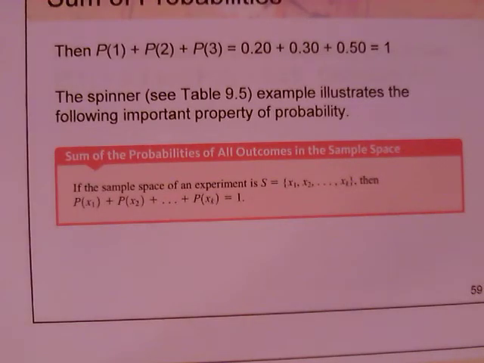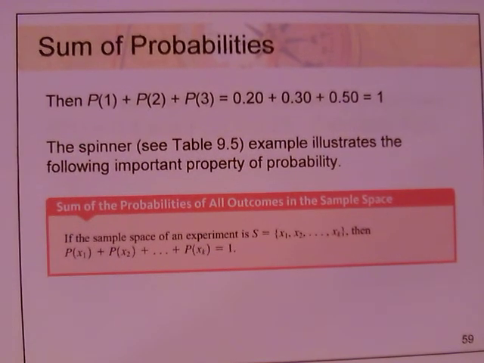That means the sum of those 3 probabilities, probability of event 1 plus the probability of event 2 plus the probability of event 3, which was 0.20 plus 0.30 plus 0.50, that total is equal to 1. Okay? And that's always going to be the case.